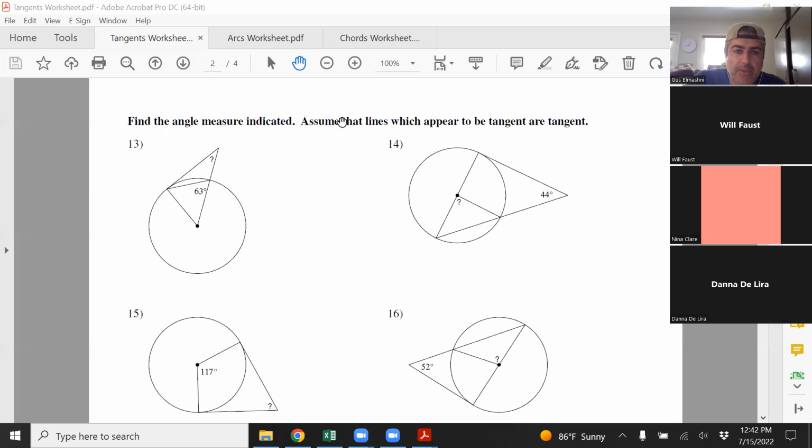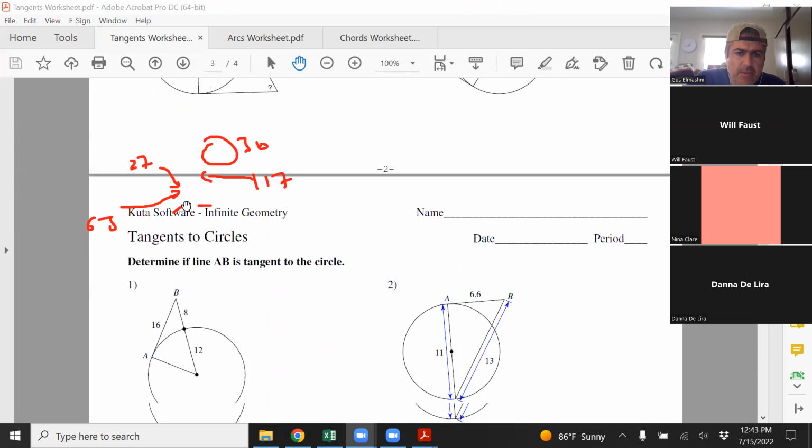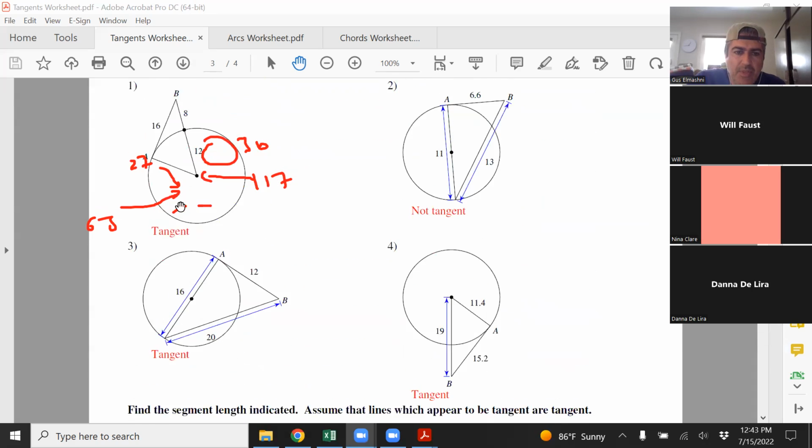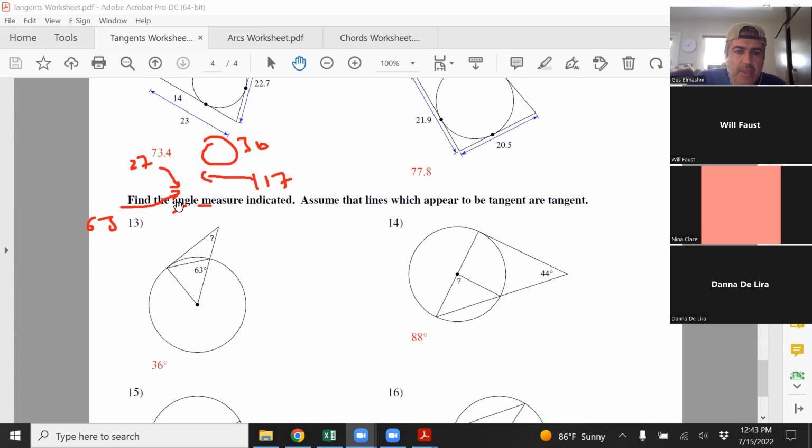Here you're asked to find the angle measure indicated. Well, this is obviously 90 degrees because it's tangent. And also the fact that those are both equal, those are radii, so that's 63. So this has to be 27 right here because it has to add to 90. And that has to be 117 because those have to add to 180. Then you can find the angle measure. That would be 144, those two added up. So I think this is 36. Number 13 should be 36, I believe. Yep, always feels good when you get the answer. So that's why it's always good to check your work.